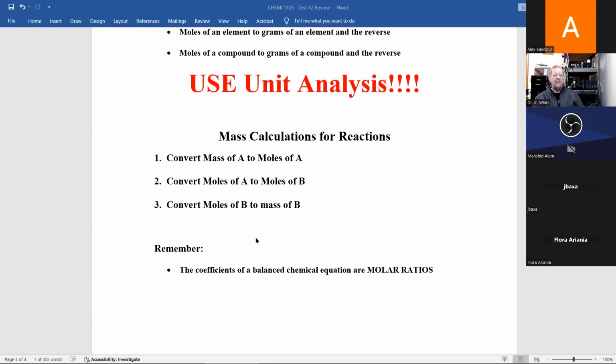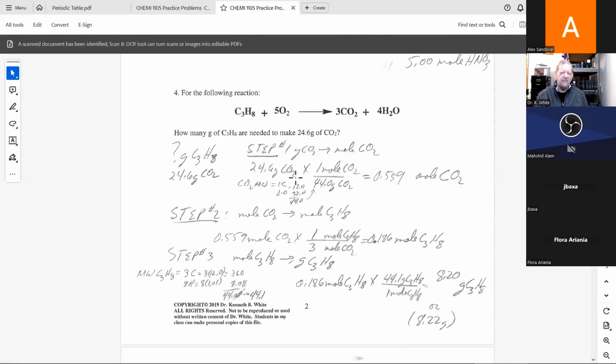Remember the coefficients of a balanced chemical equation are the molar ratios. So let's do one of these, and there are more I've done in the video, and you have other practice problems.